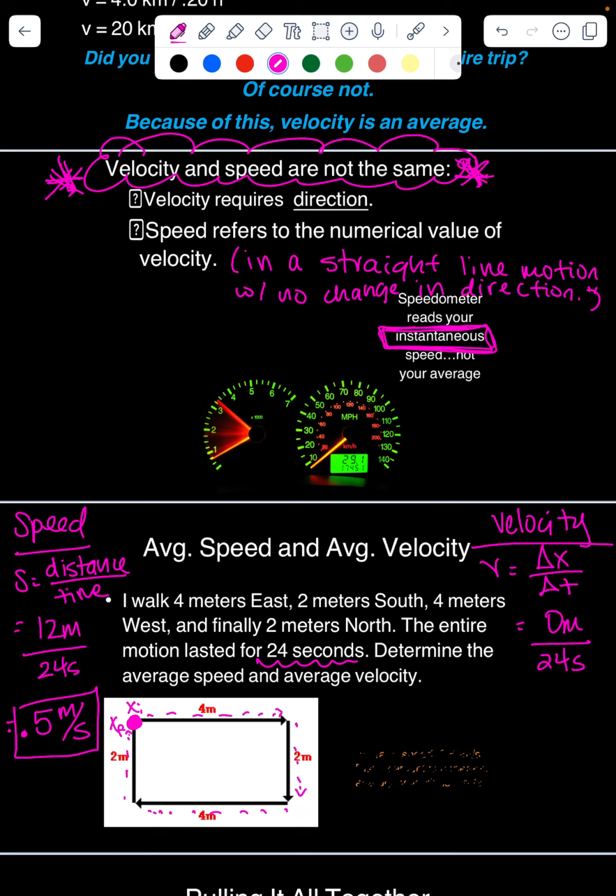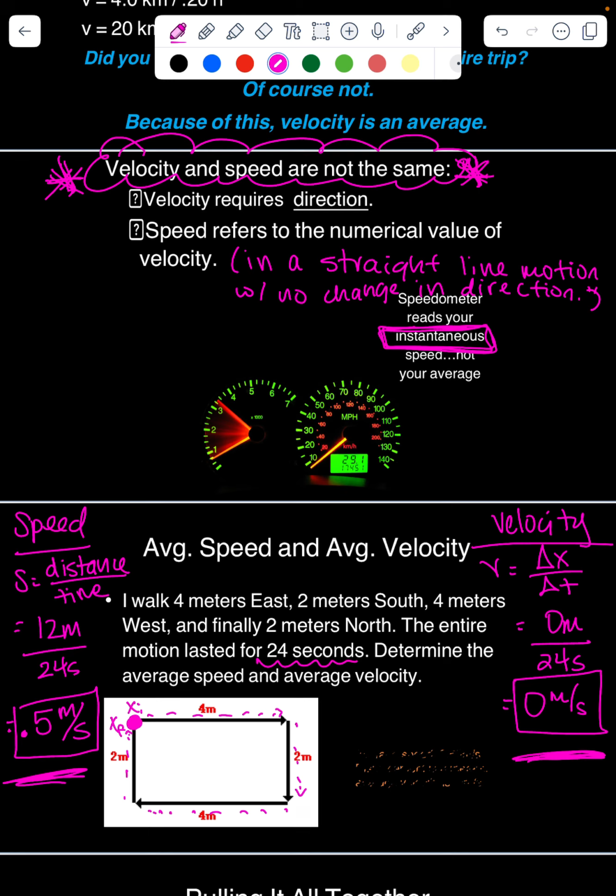My time interval is still 24 seconds, but 0 divided by anything is going to be 0. All right, so my average velocity is 0 because I had no displacement. I ended where I started. So once again, you see speed and velocity are two different things, two different numerical values because I changed directions.